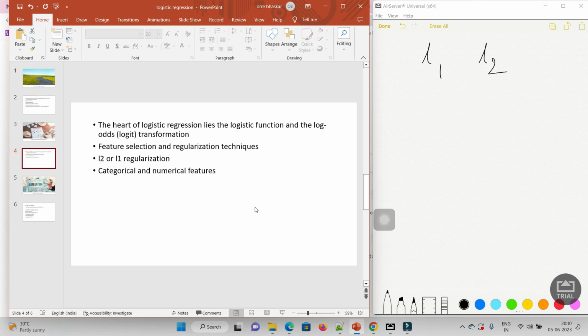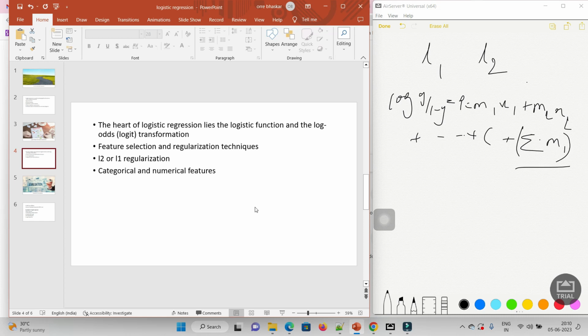So what's the difference between L1 and L2 regularization? Let's find it out. If you see our model, it will be log of y by 1 minus y, the odds probability. It will be our equation m1 x1 plus m2 x2 plus so on plus c, a constant. So how can we regularize this? If we add L2 regularization, it's nothing but sum of the squares of its coefficients. This makes our model L2 regularized.